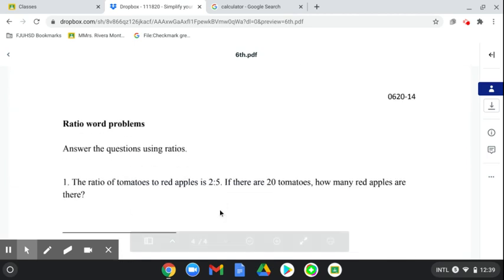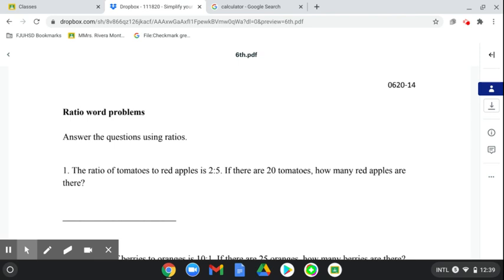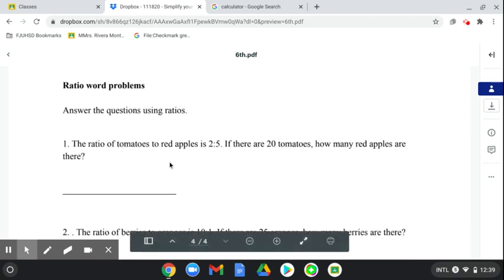All right. The last section is ratio word problem. So the ratio of tomatoes to red apples is 2 to 5. If there are 20 tomatoes, how many red apples are there? Okay, so for every 2 tomatoes, there are 5 red apples. And if there are 20 tomatoes, you want to keep this ratio of 2 to 5, but you want to change the 2 to a 20. So what you want to do is take this 20 and divide it by 2, okay? Because that's what it says. So you take this 2 from the ratio and you divide, so you get 10.